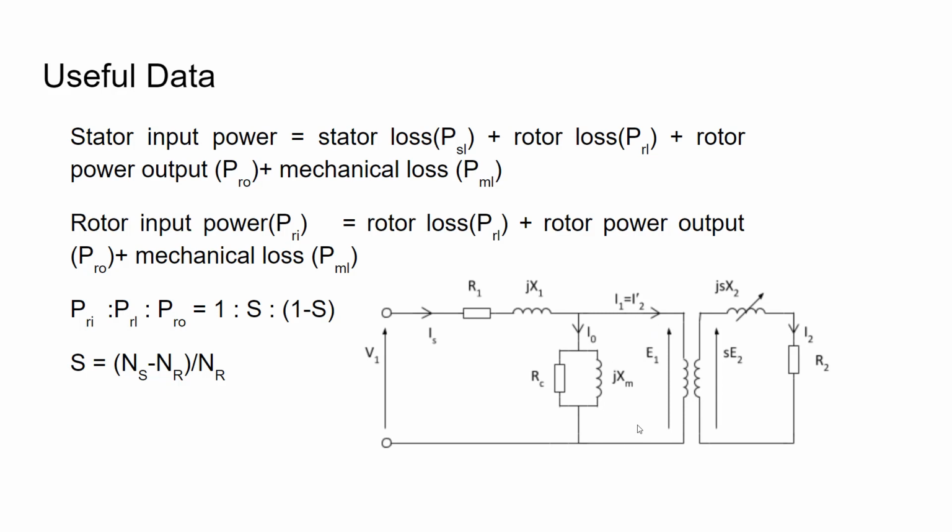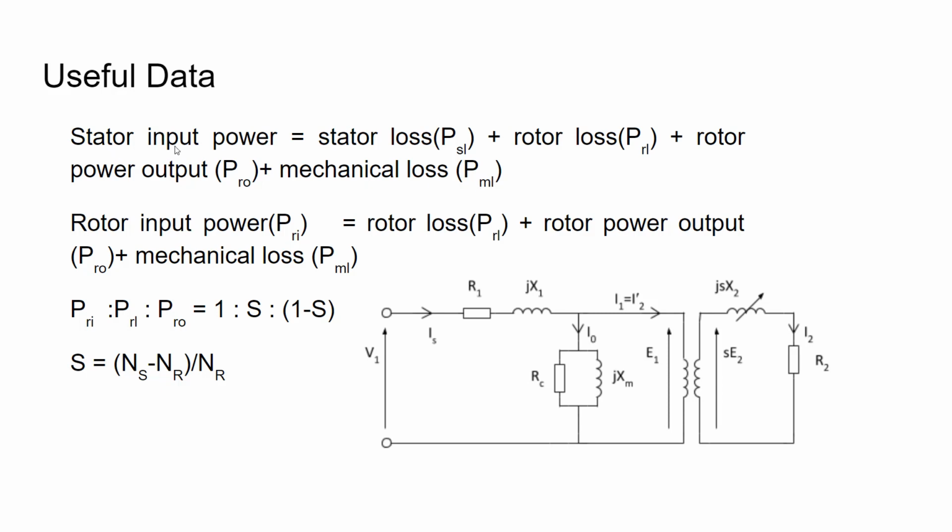After the rotor input, there will be some rotor losses in the rotor core. So there will be a rotor loss. Then we will get the gross mechanical power. After that, there will be some friction and windage losses in the rotor. Then we will get the net mechanical power output at the rotor. So the total input power to a stator is equal to stator loss plus rotor power output plus mechanical losses in the rotor.